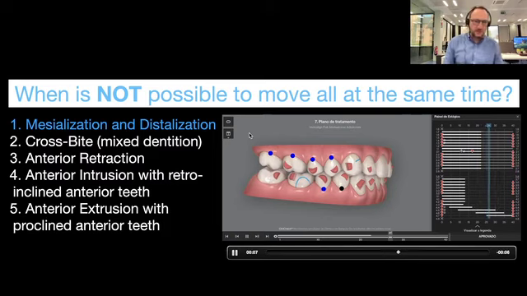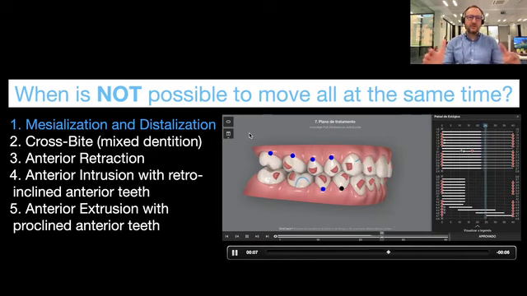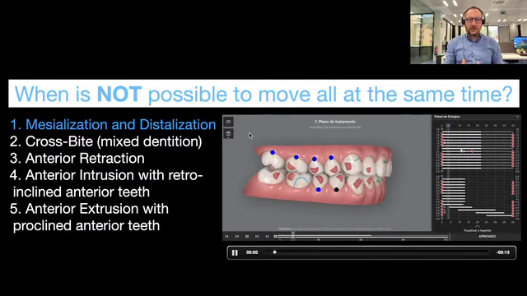Another situation is when we need to do anterior retraction. A lot of doctors retract from cuspid to cuspid; it's possible and sometimes it works, but I like to first start the movement with the cuspids, and then when they achieve 50%, I like to retract the incisors separately, okay?